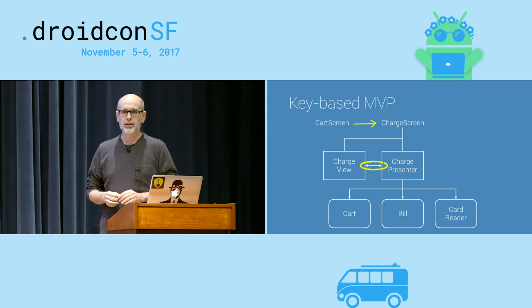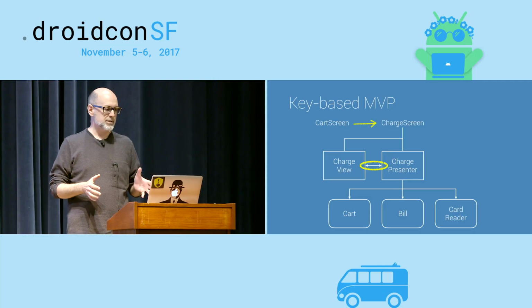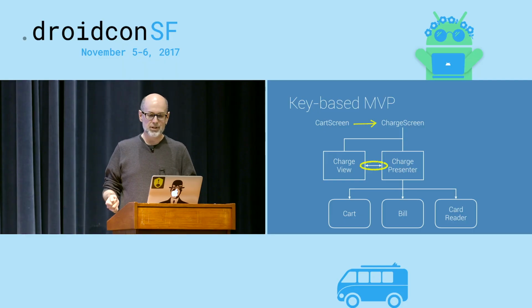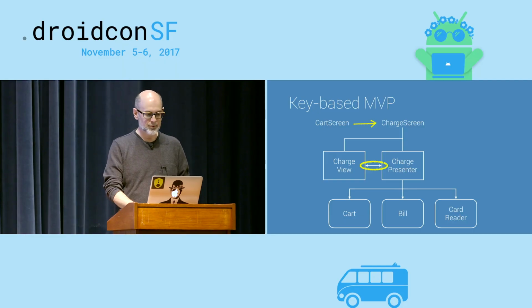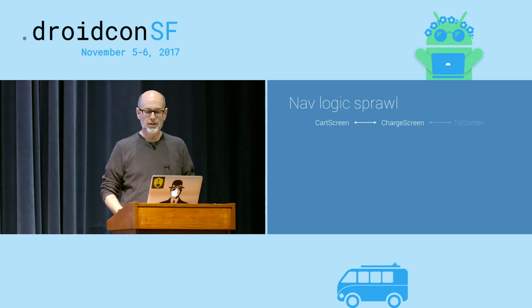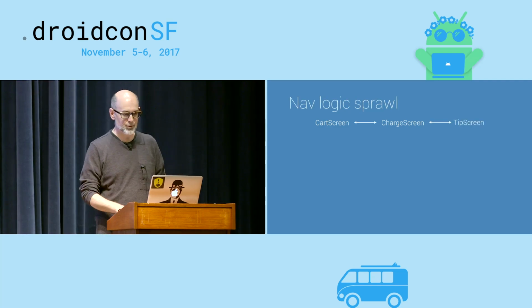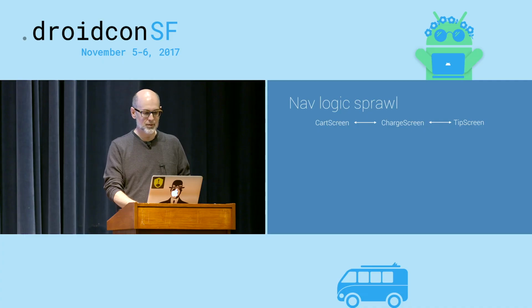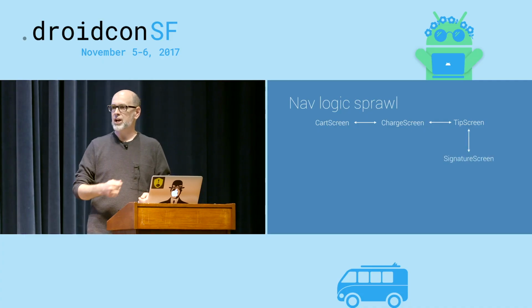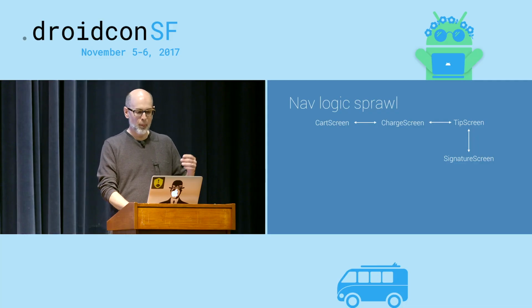A bigger problem that creeps through the code is navigation logic, tying things together in ways that you don't necessarily expect. So for example, we've already got our cart screen being in charge of telling us when it's time to show our charge screen, so those two classes know about each other. And from the charge screen, we might need to navigate to the tip screen because most merchants are hoping for some generosity. From the tip screen, we're going to go to a signature screen so somebody can actually sign for this credit card payment that they've just taken.